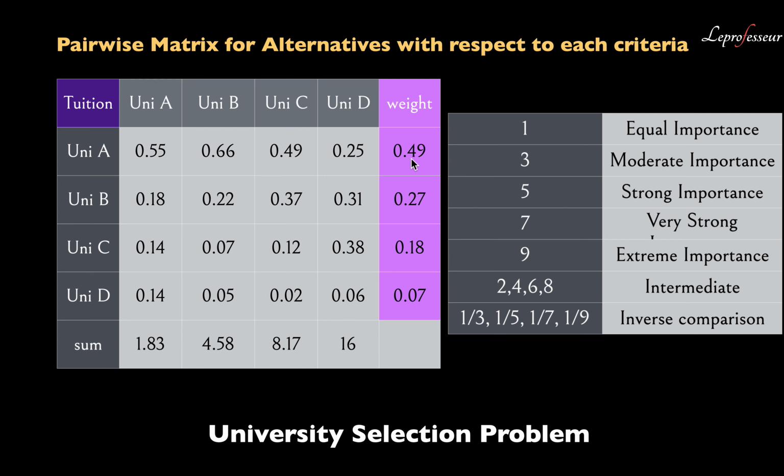So this weight is nothing but how we calculated the normalized weight in the previous example, when we were doing it with respect to the criteria. Same thing applies here. We calculate the normalized weight: we add all together and divide by 4, because here we have 4 entries.